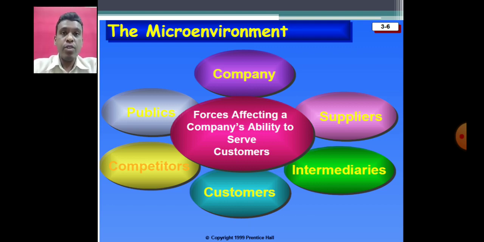Then intermediaries are those channel members like wholesalers, retailers. They help in making the product available to the customers. So it is the chain. Intermediaries means the distribution channel through which the distribution of products happens from the factory to the customer. Then comes the customers. Customers are those people who actually purchase products and services from us. We have to continuously look at the consumer behavior, their buying pattern, and their changing needs, and try to cater to them, because ultimately we are trying to satisfy our customers. And these needs will be constantly changing.